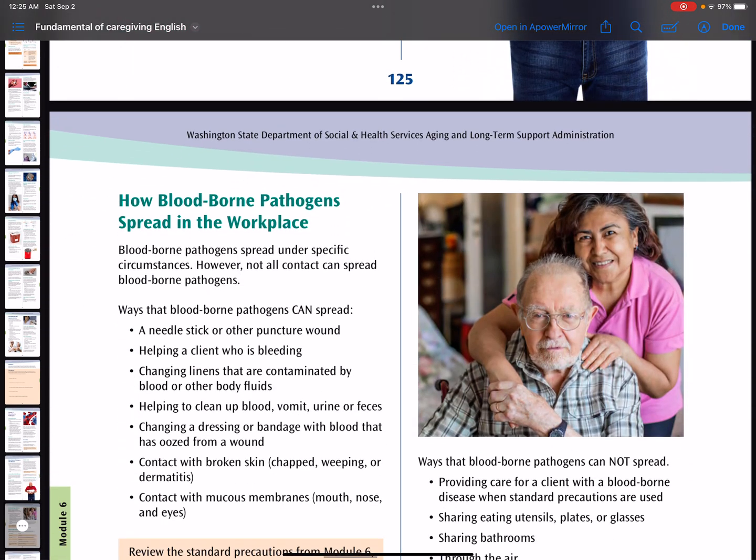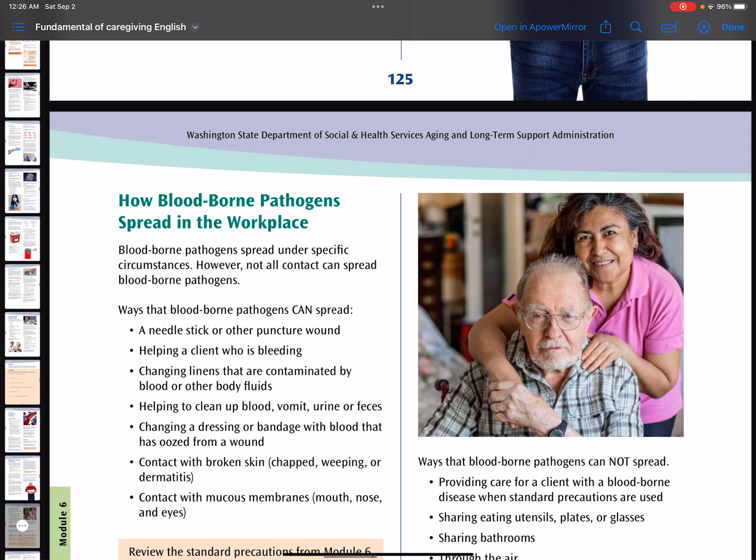How blood-borne pathogens spread in the workplace. Blood-borne pathogens spread under special circumstances. However, not all contacts can spread blood-borne pathogens. A needle stick or other puncture wound is one. Helping a client who's bleeding or helping to clean up blood, vomit, urine, or feces, when you are in contact with blood or things like that.